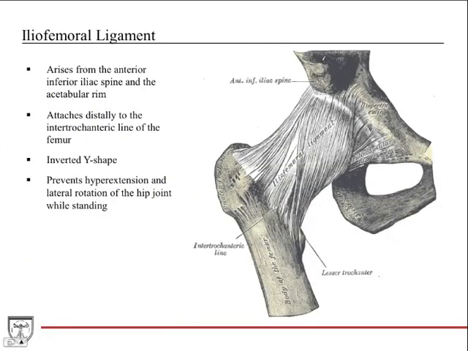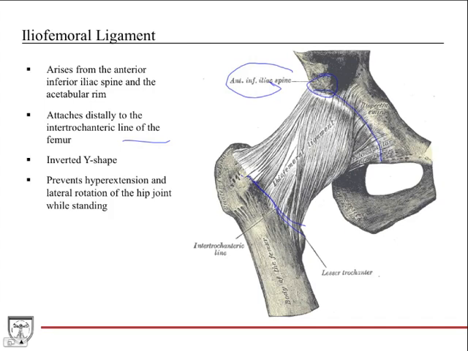So first we'll talk about the iliofemoral ligament, and this arises from the anterior inferior iliac spine, and you can see that right here. So here's that bony prominence, and then also the acetabular rim, which would be here. It attaches distally to the intertrochanteric line of the femur. That would be this line right here, connecting greater trochanter to lesser trochanter, so it attaches along there.